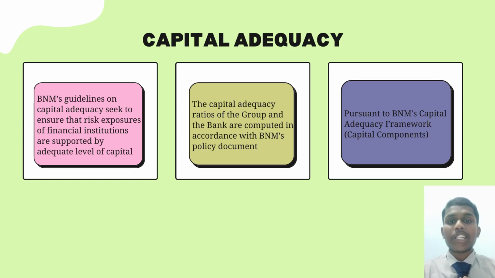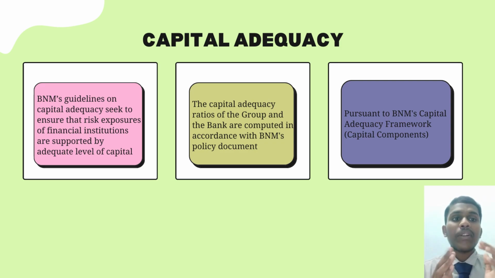Now I want to explain about the capital adequacy in this large exposure risk requirement. First of all, Malaysian banks need to follow the BNM guidelines for capital adequacy. BNM guidelines on capital adequacy seek to ensure that risk exposures of financial institutions are supported by an adequate level of capital. That's why all banks need to follow the BNM guidelines for this capital adequacy.